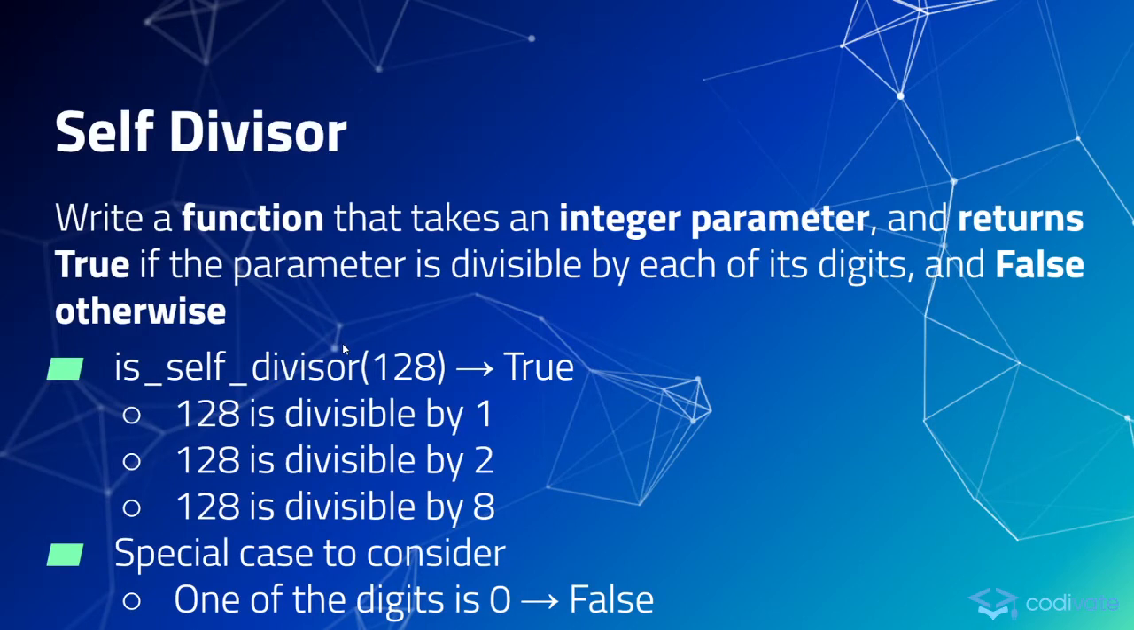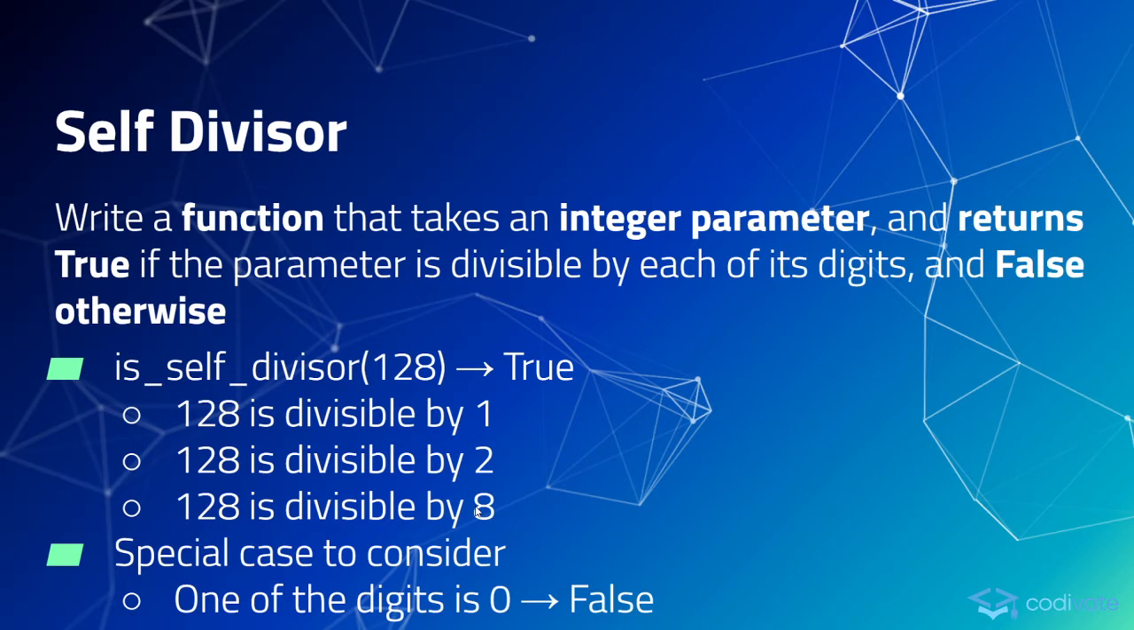Our next problem is called self-divisor. We have to write a function that takes an integer parameter and returns true if the parameter is divisible by each of its digits. For example, if we call this function on 128, we should get an output of true since 128 is divisible by 1, it is divisible by 2, and it is divisible by 8. These are all of its digits.